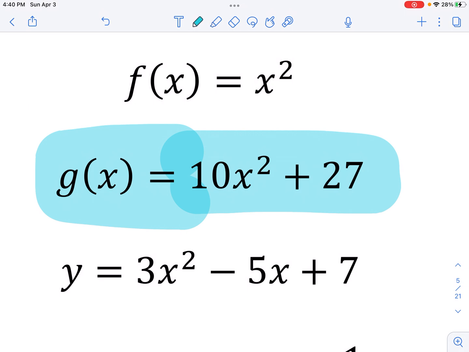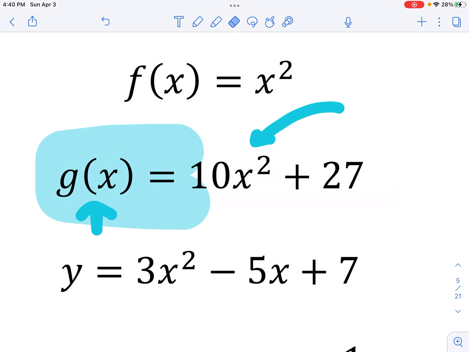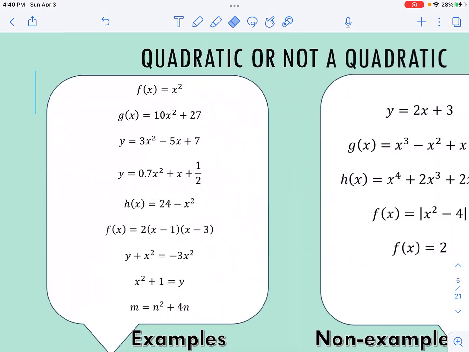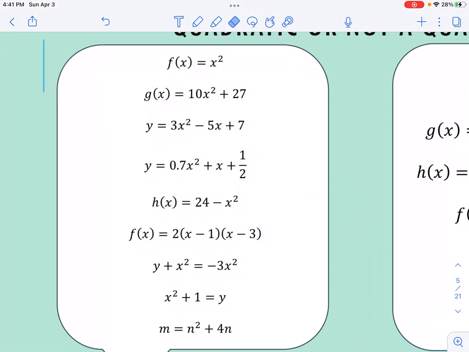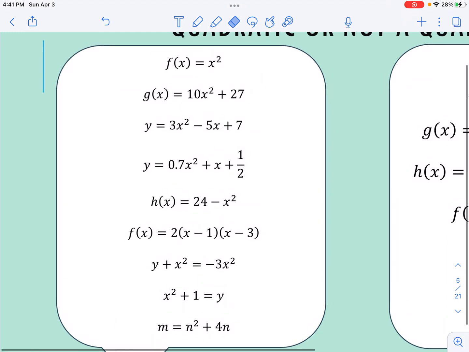We input something in for x, we get something out for g of x, and we're starting to go back to the idea of input and output values. So we're really taking a look at how we're taking a lot of the skill sets that we did in our last unit and now transforming it into functions, specifically quadratic functions. Now on the left-hand side, we're going to see a lot of examples of quadratic functions. And let's just go over some basics.